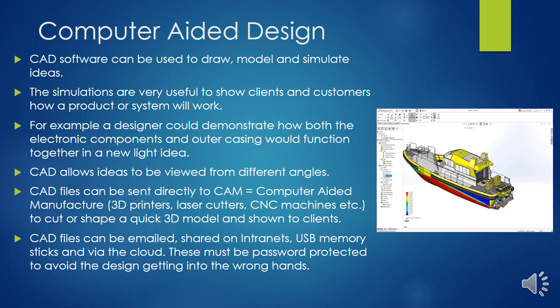Okay, so CAD allows ideas to be viewed from different angles. If you were designing a light, the designer could show how the outer casing would function at the same time as how the electrics would function. And that's something that Onshape allows you to do at times. CAD files can be sent directly to CAM, I've mentioned this already, which will quickly cut out your model.